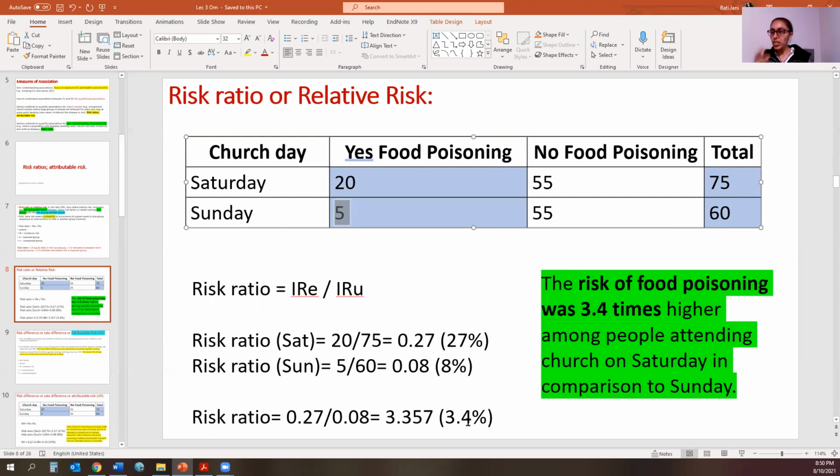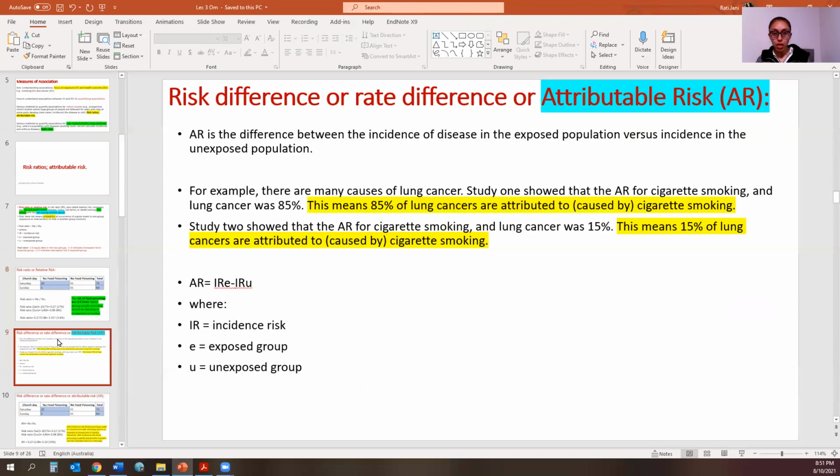So what does this mean? How would you interpret this in words? The risk of food poisoning was 3.4 times higher among people attending church on Saturday in comparison to Sunday. So this is as simple as it gets. It's a formula where you're comparing groups by dividing them, exposed group versus the unexposed group. All right, so that's about it with the risk ratios.